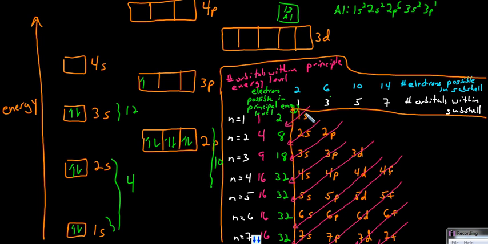Okay, so considering all those, let's fill out the 1s first. So 1s, and then we know we can put up to 2 electrons in there. So 2 electrons go into 1s. Then after the 1s, we fill the 2s. We can fill that with up to 2 electrons. Then we fill the 2p. That can hold up to 6 electrons. Let's see, how many electrons do we have so far? 2 plus 2 plus 6, that's 10. So we get 3 more. So after the 3p, we'll fill the 4s. That can hold up to 2 electrons, 4s2.